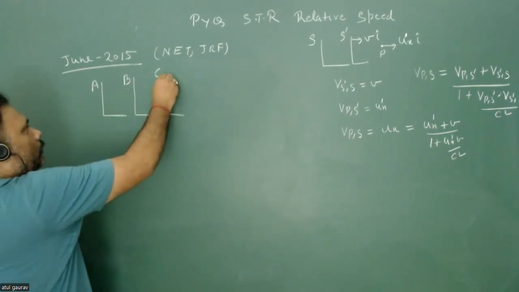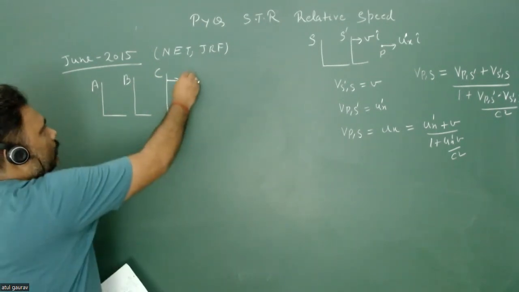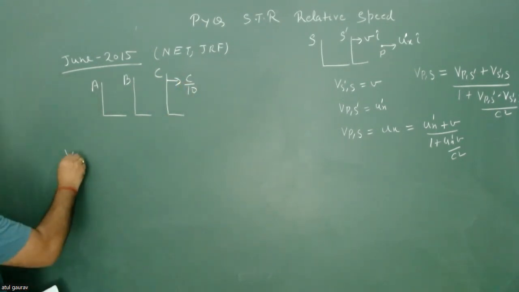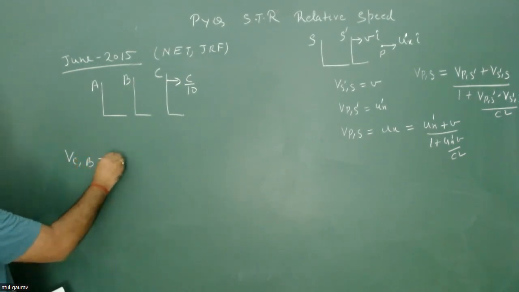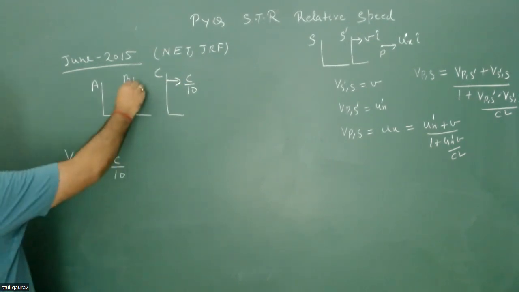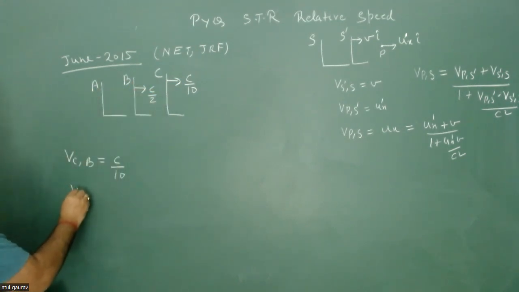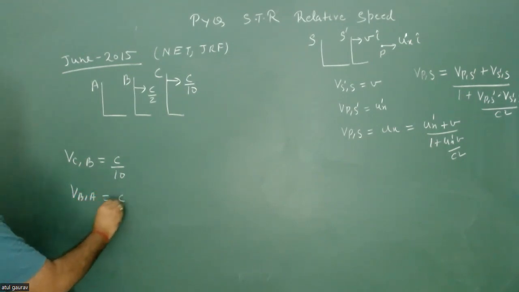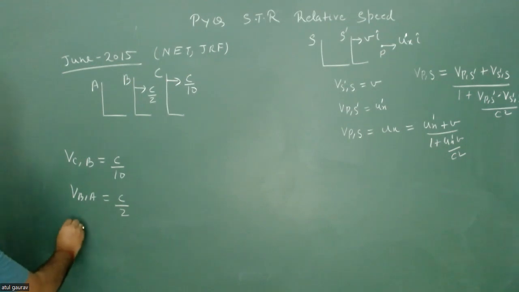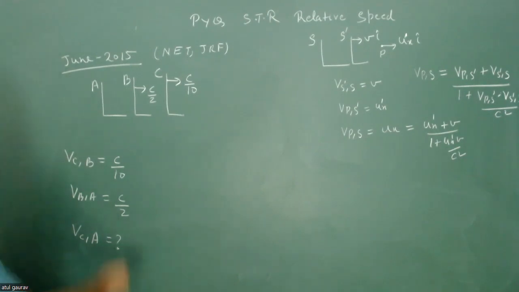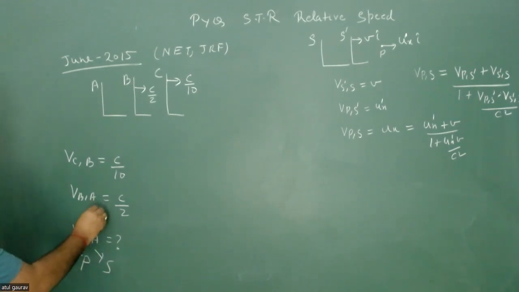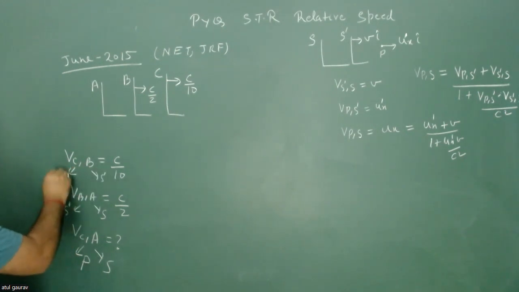C is moving with respect to B with the speed c by 10. So velocity of C with respect to B is c by 10. And B is moving with respect to A with c by 2. So velocity of B with respect to A is equal to c by 2. And we have to calculate velocity of C with respect to A. This is very straightforward. So obviously, I can assume A is my S frame, then B will be my S dash frame, and C will be my particle.